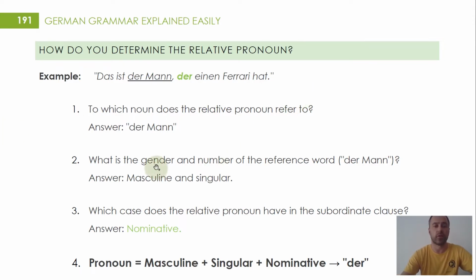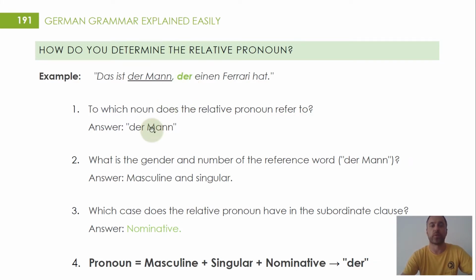So let's have a look at an example. Das ist der Mann, der einen Ferrari hat. So we have the relative clause here, because the relative clause gives additional information to something. Here, in this case, Mann. So it's not any man. It is the man that owns a Ferrari, that has a Ferrari. And there we have the relative pronoun der.